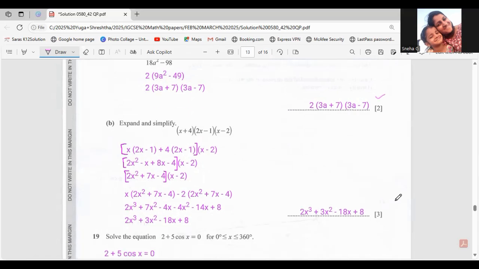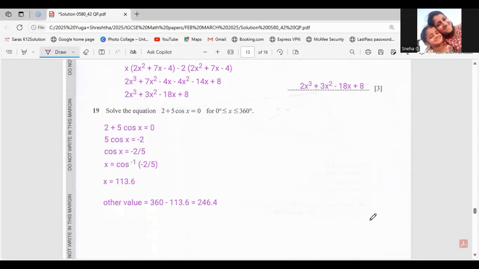Then in the next question, you have to expand and simplify. So you have to multiply 3 brackets. Firstly, these 2 brackets multiply with each other. And the answer that you obtain after multiplying the 2 brackets, you multiply with the third bracket. When you multiply these 2 brackets, the answer is 2x square plus 7x minus 4. And this trinomial multiplies with the last given bracket. The final answer on simplification is 2x cube plus 3x square minus 18x plus 8.